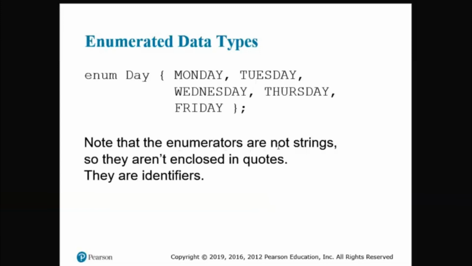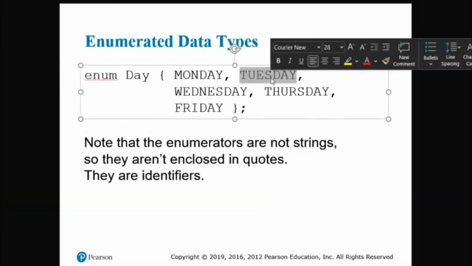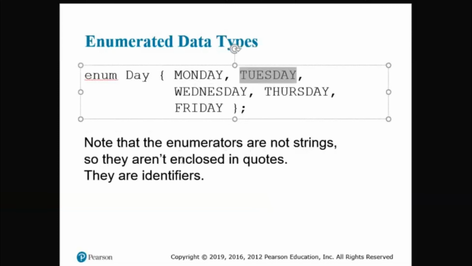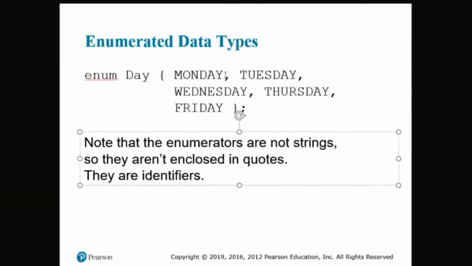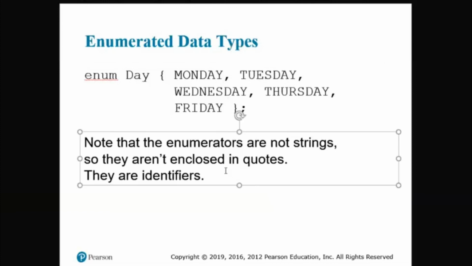Note that the enumerators are not strings. You see, they look like strings, Monday, Tuesday, but actually they are not strings. They are not enclosed in quotes. You see, we have not enclosed them like this, because they are not strings. Enumerators are actually short integers.